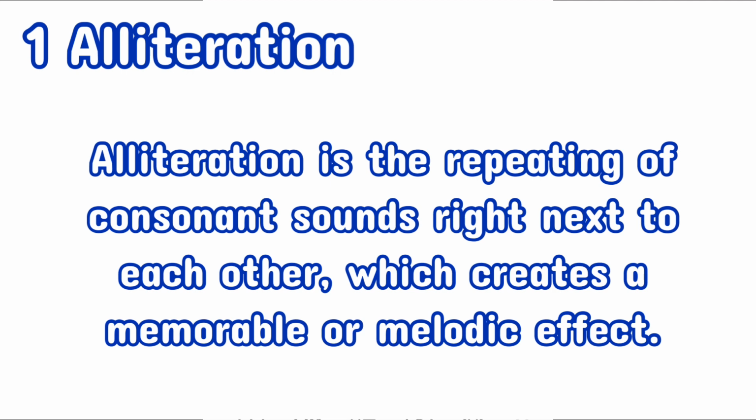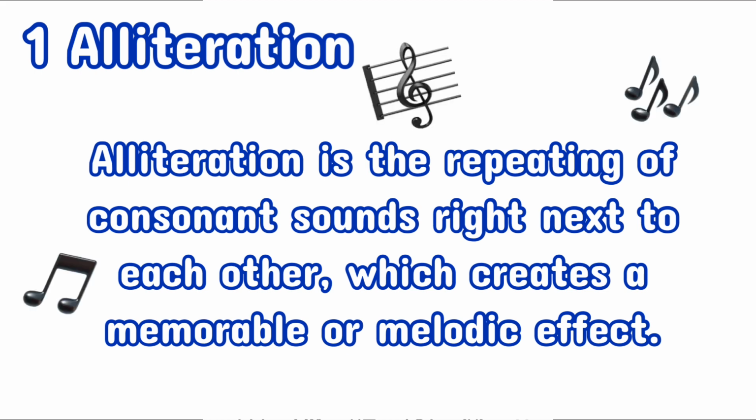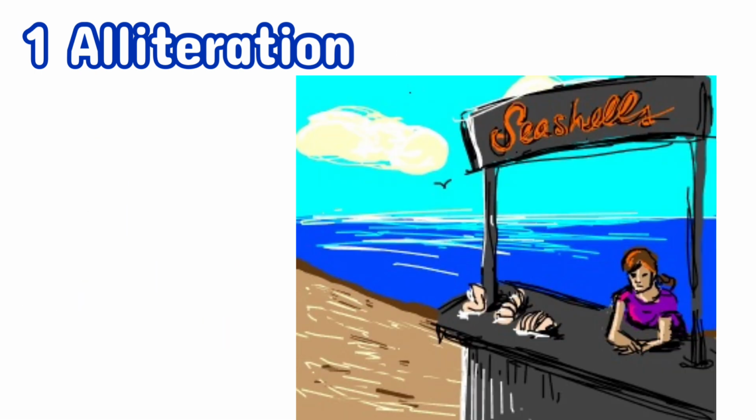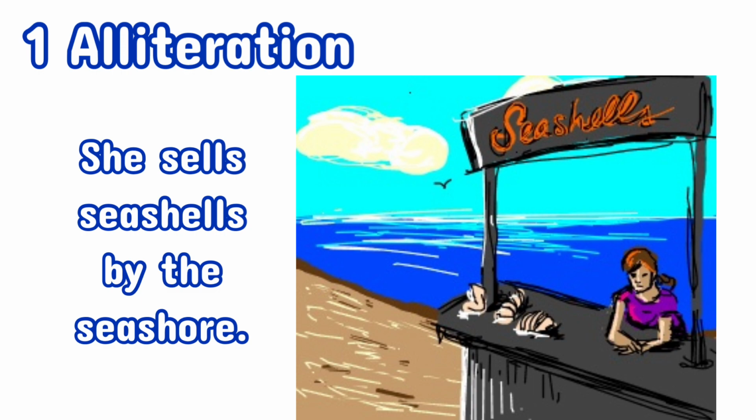Number 1. Alliteration. Alliteration is the repeating of consonant sounds right next to each other, which creates a memorable or melodic effect. Example: She sells seashells by the seashore.